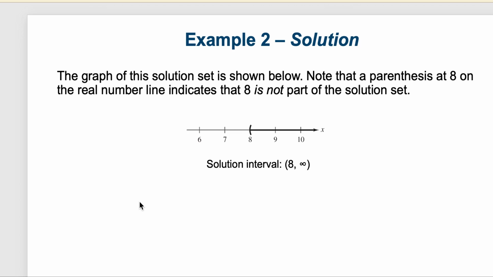And here is a graph of the solution set. So if you draw a number line, you're going to mark 8 and everything beyond that point. So 8 to infinity. And again, since we have a parenthesis at 8, that means 8 is not a part of the solution set.